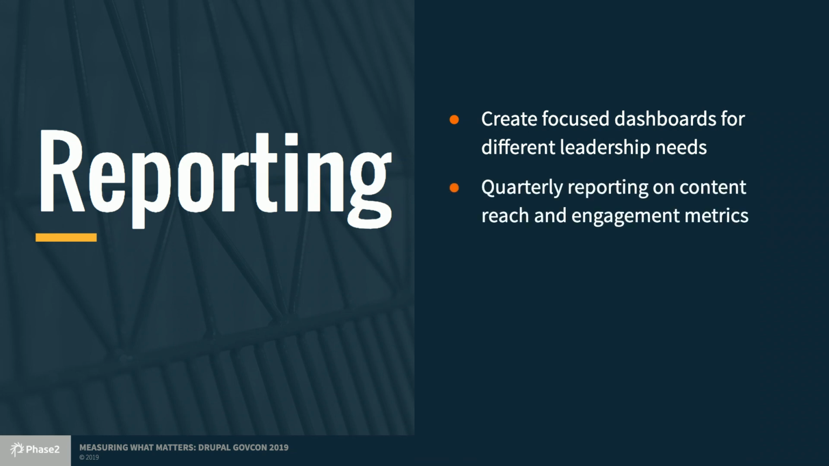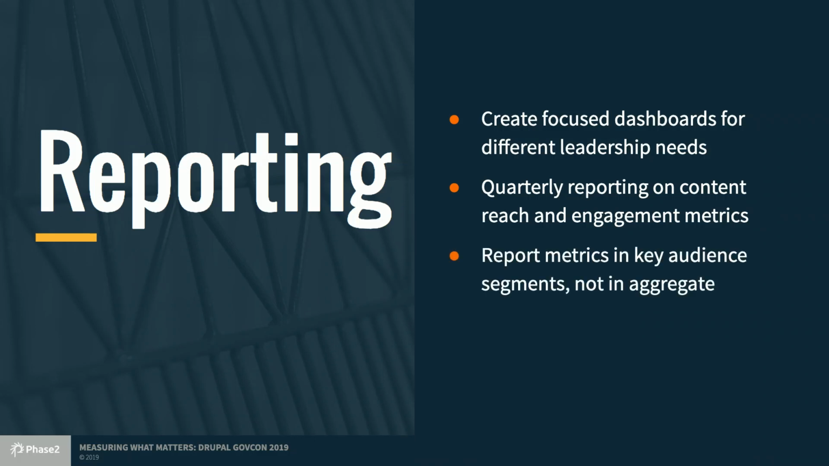As far as cadence goes, sometimes monthly is going to make sense for KPIs, sometimes weekly. Quarterly reporting on content reach and engagement might be something you want to think about. Do things really change month by month? Really, unless you're in the middle of a campaign. What you'll likely see is that content reach and engagement, quarterly is enough.